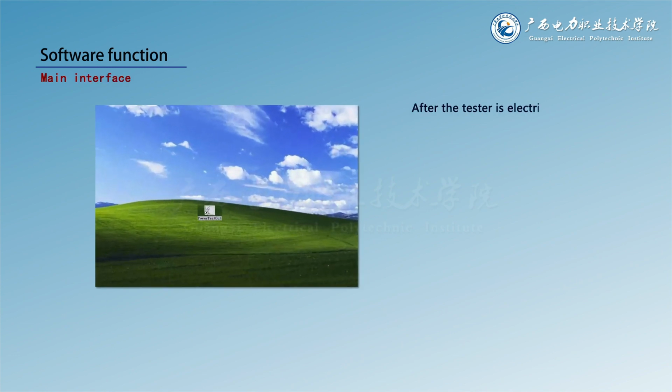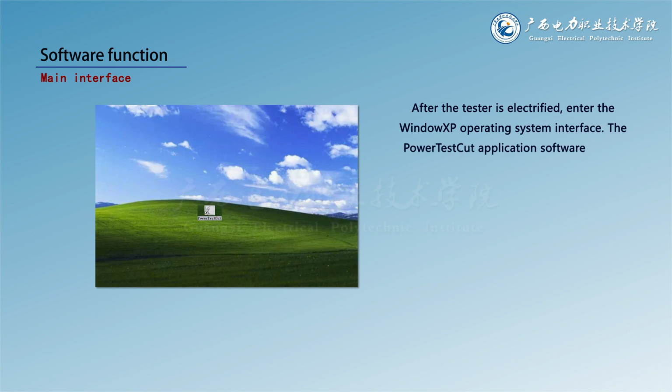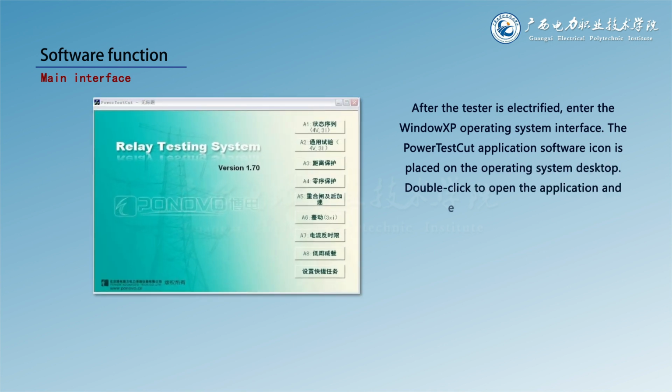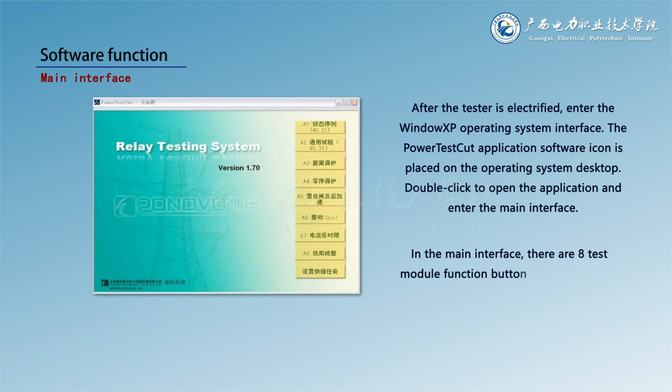After the tester is powered on, enter the Windows XP operating system interface. The Power Test CUD application software icon is placed on the operating system desktop. Double-click to open the application and enter the main interface. In the main interface, there are 8 test module function buttons, A1 to A8, and a Setup Shortcut Task button.